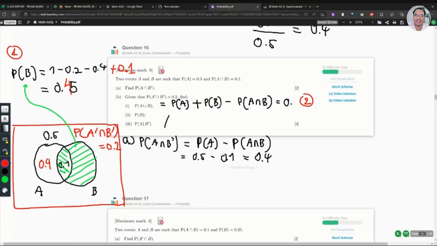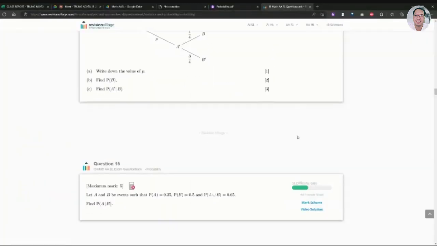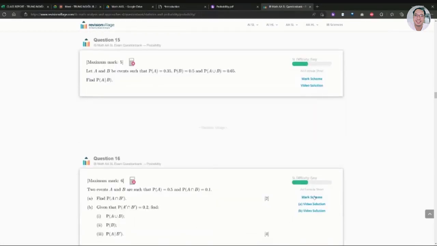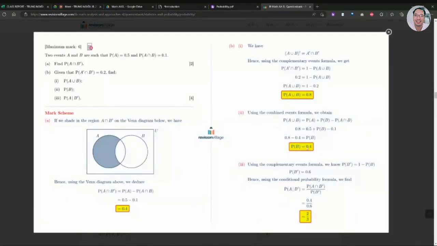PA is 0.5. Yep. 0.5 plus 0.4, and then subtract 0.1. And it is the same as my previous solution, which is 0.8. So right. You have done a slightly different method, but the same result, 0.8. Okay, let's check the answer here first. 16. 0.8. Okay, 0.8 here.